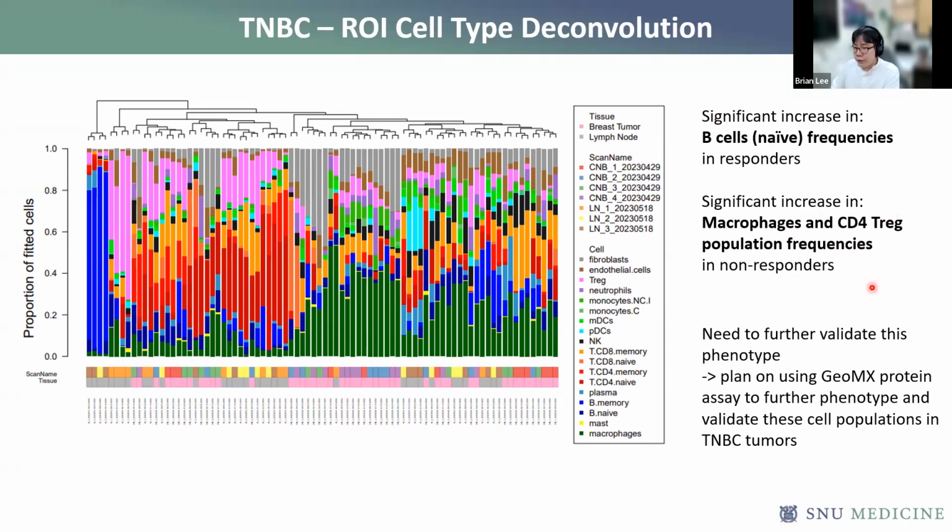And then we also want to phenotype a bit more these macrophage populations to see whether they're playing an inflammatory role or a non-inflammatory role, or maybe a more M1 or M2 skewed role. And so based off these initial findings from this initial ROI GeoMx data set, we wanted to further validate this phenotype. And so now we're planning to use not just the transcriptome information from GeoMx, but we also want to take subsequent slide sections and then subject them to the GeoMx protein assay, where we'll then hopefully be able to better characterize subsets of macrophages and subsets of CD4 Tregs and B cells that are correlated with response or non-response in these TNBC patients.